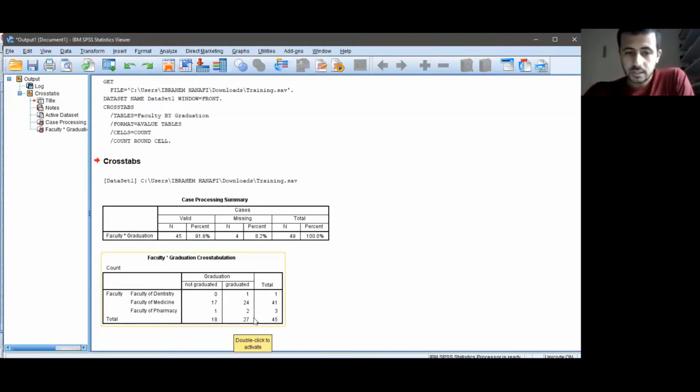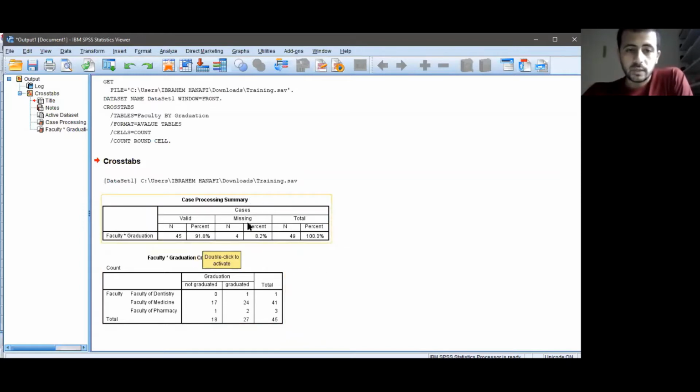We have those 6 numbers. This is 0 because we don't have any dentistry student. We have just one, and he is a graduated person. For pharmacy, we have 1 undergraduate and 2 graduated, and so on.